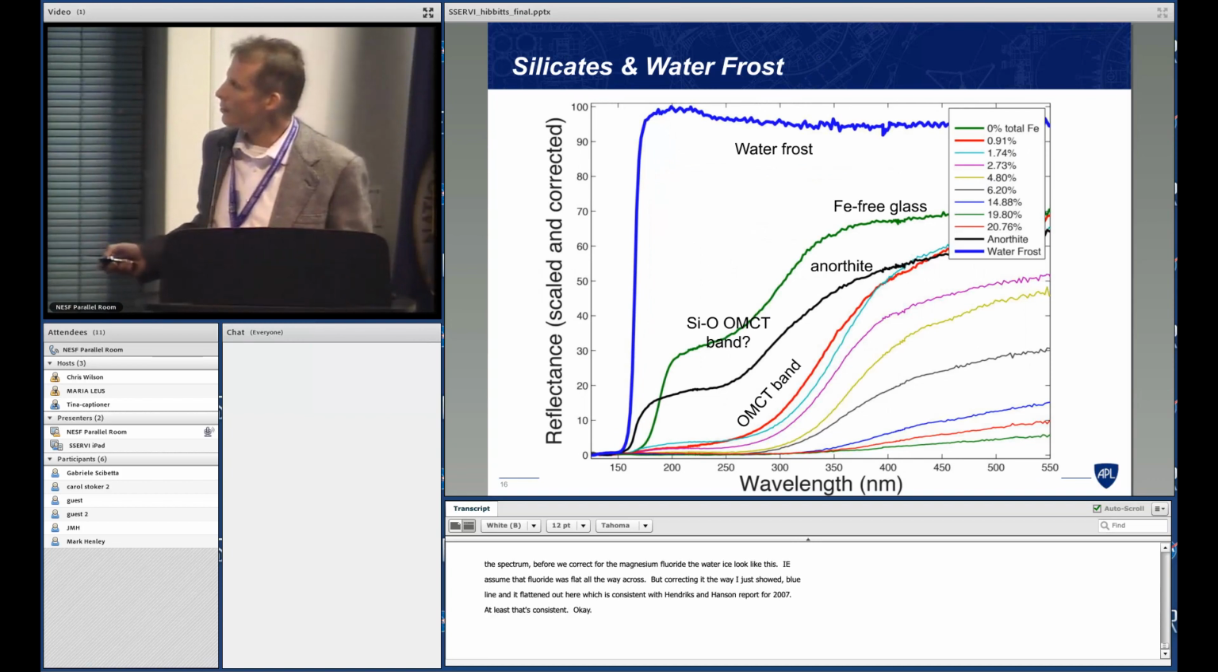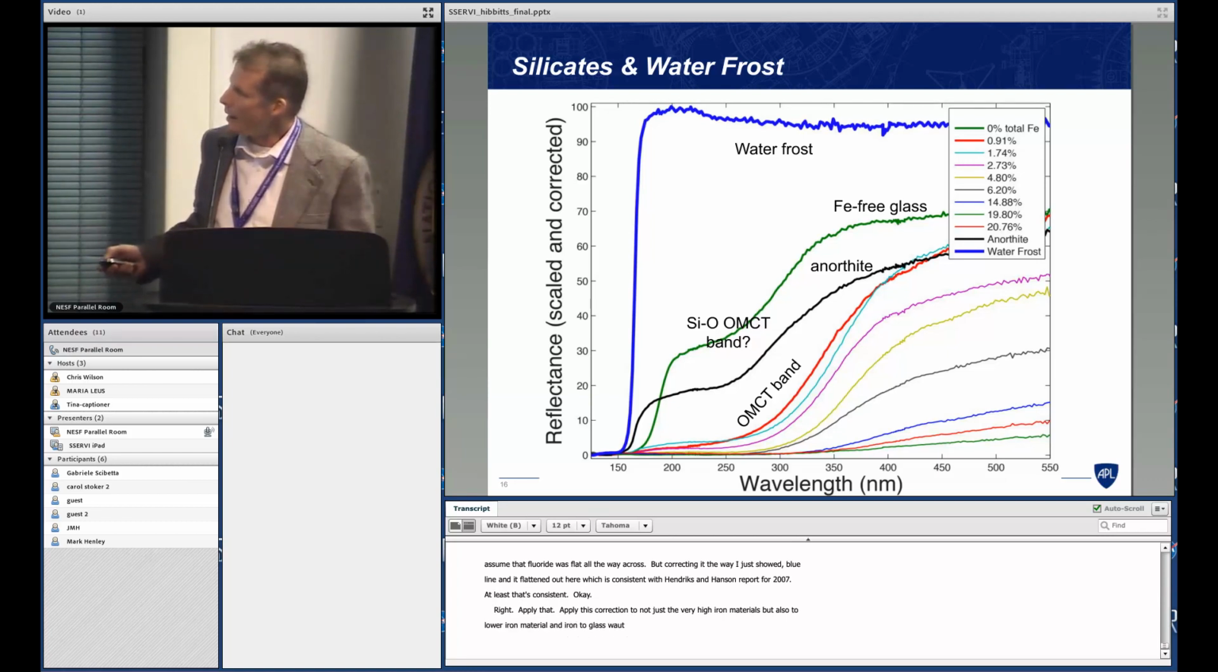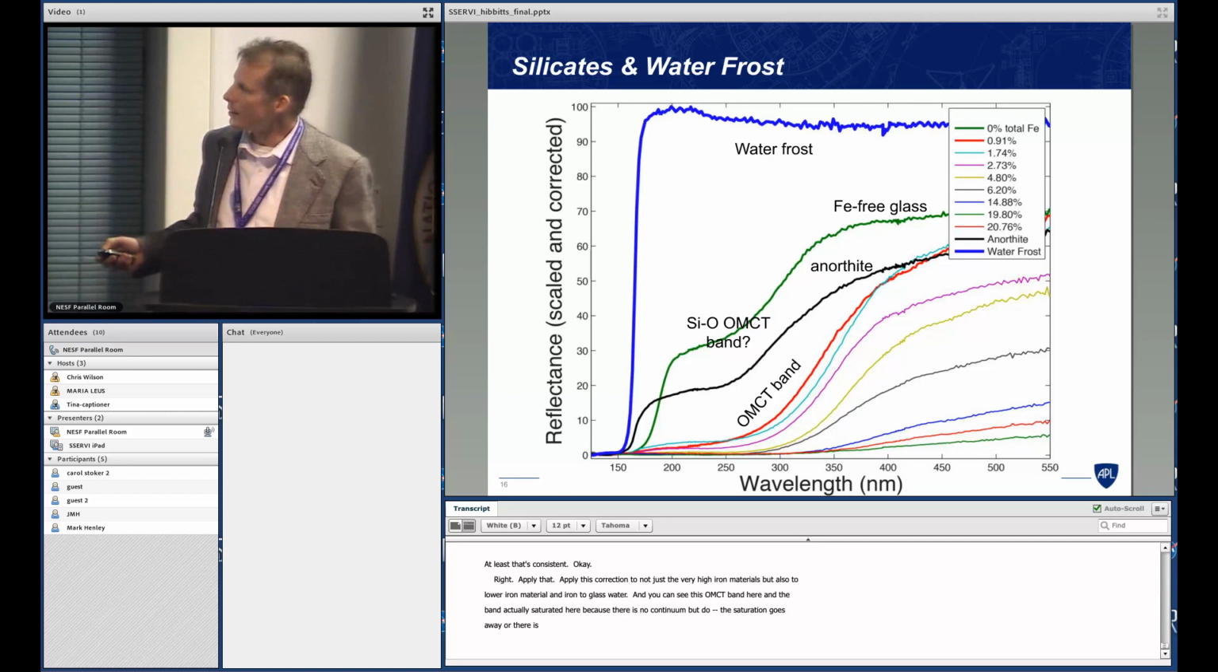So apply this correction to not just the very high iron materials, but also to lower iron material and anorthite, iron-free glass, water frost. You can see this OMCT band here, and the band actually is saturated here because there's no continuum, but the saturation goes away, or there is a continuum, starting at about 5% iron abundance. And then, interestingly, there still remains an OMCT, or ligand-metal charge transfer, band in both anorthite and the iron-free glass. Position is dependent probably on the structure of the materials, as well as perhaps the composition. And there's a knee here, very interesting.